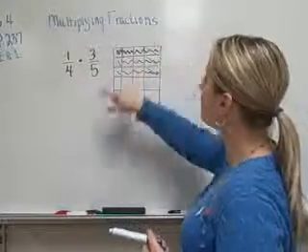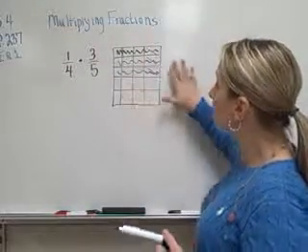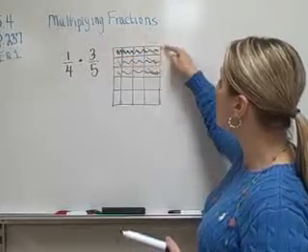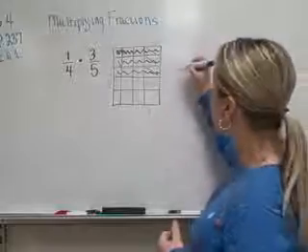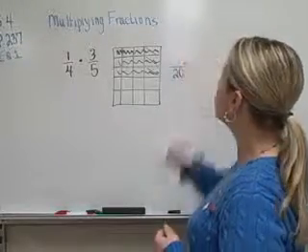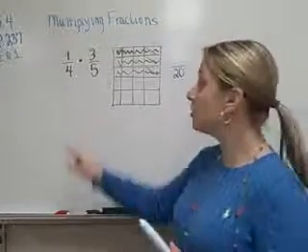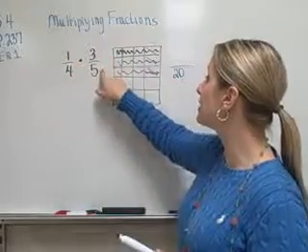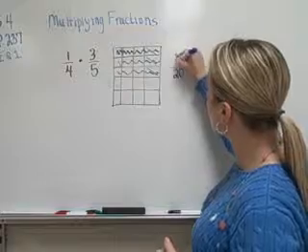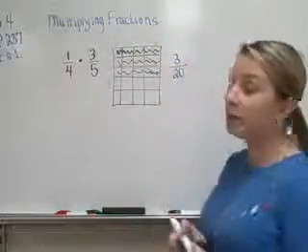Now let's look at what this is overall. If you look at my current box, I have 4 pieces this way and 5 pieces this way. That means it's now divided into 20ths. So how much did you give away? You gave away 1/4 of your 3/5. You gave away 1, 2, 3 20ths.